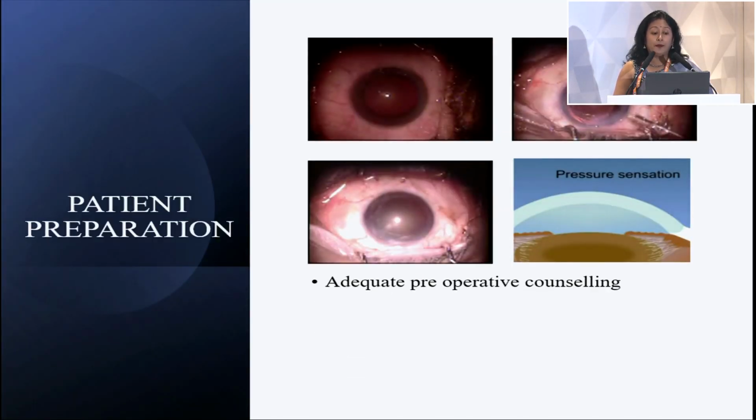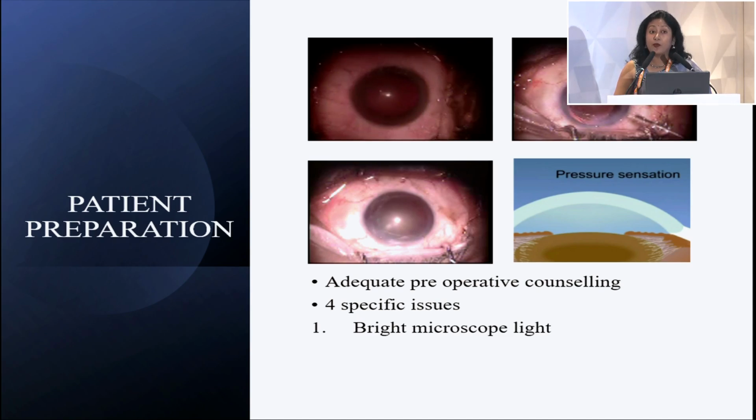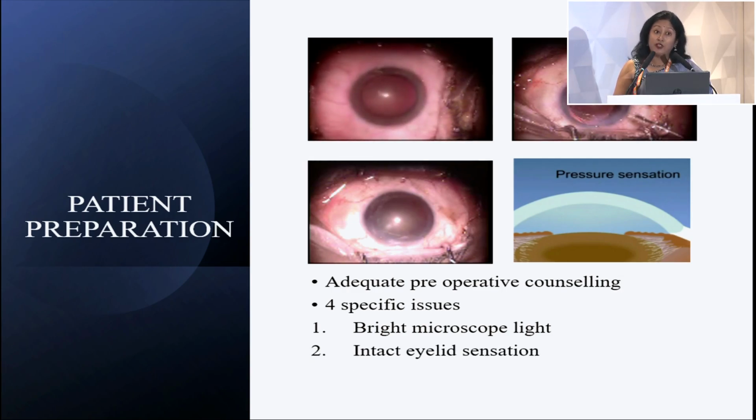So regarding patient preparation, adequate preoperative counseling is very important. You have to remember 4 important things. The microscope light initially appears very bright for the patient, so start with a dim illumination, as we can see in the first video, and then gradually increase your illumination. Now, the patient still has intact eyelid sensation.